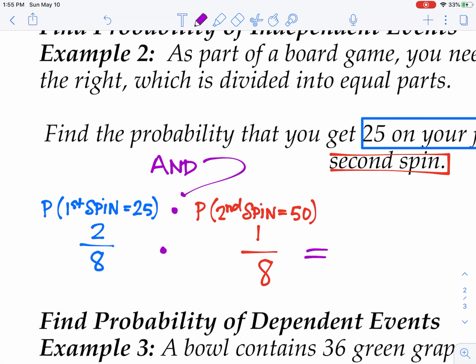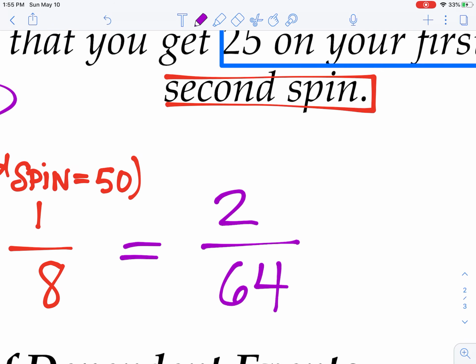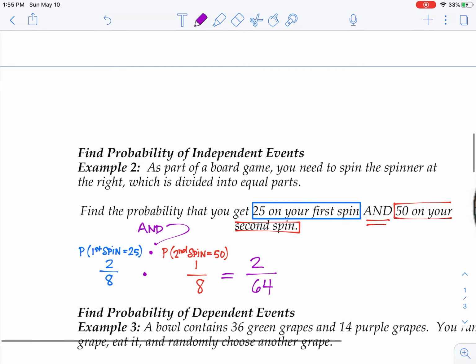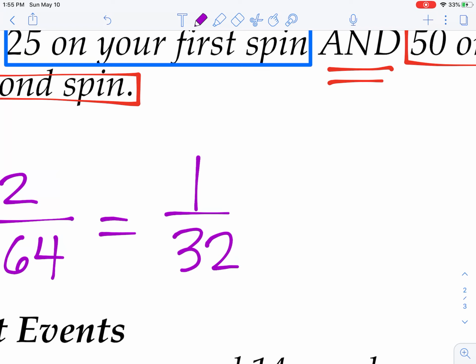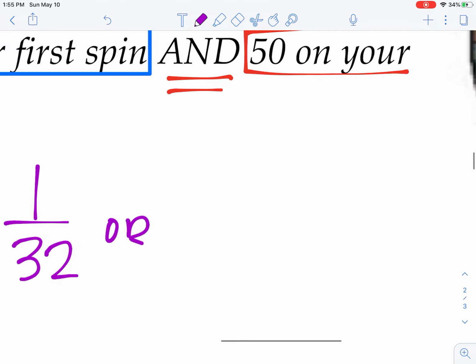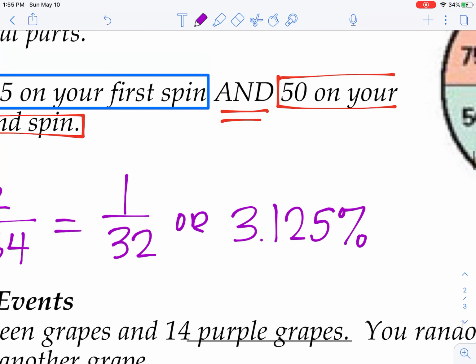So the probability that we get 25 and right after that we get 50 is 2 times 1, which is 2, over 8 times 8, which is 64. Again, anytime you're giving probability, you can go as a simplified fraction, which in this case is 1 over 32. A decimal, which is 0.03125, or percent, which is 3.125%.